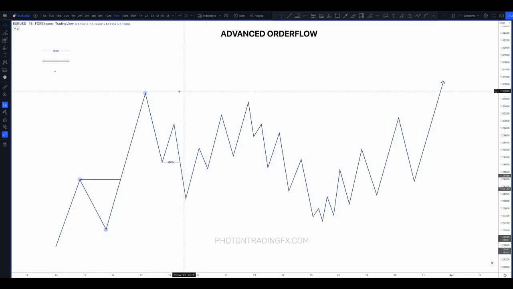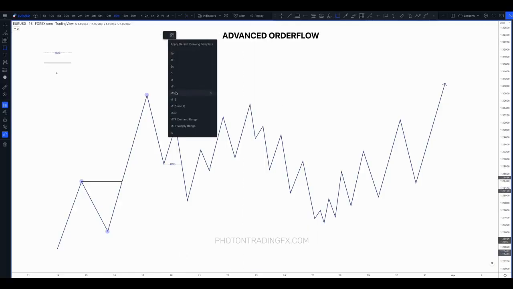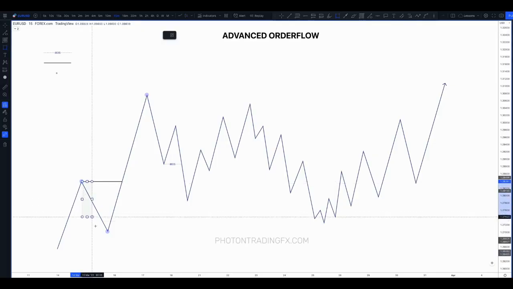And one thing I forgot to say is we're going to start to bring in our order flow now. So when we did have that bullish break of swing structure here, that gives us what? It gives us a swing demand range, right? So we can draw from the high to the low.